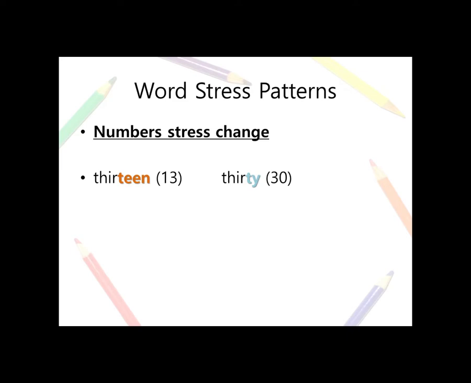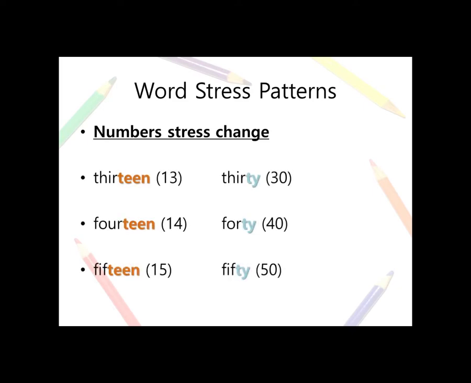So 13, 30, 14, 40, 15, 50. That's a really key thing with numbers, because that's a huge area where people have lots of misunderstanding, a lot of miscommunication with numbers. And I'm talking about native English speakers, not let alone non-native English speakers.